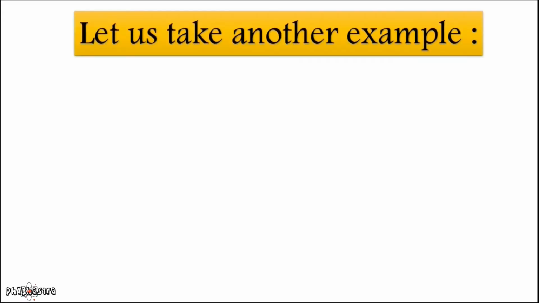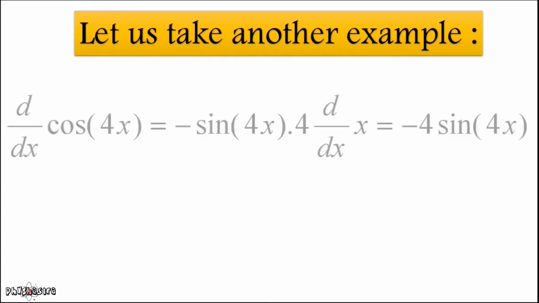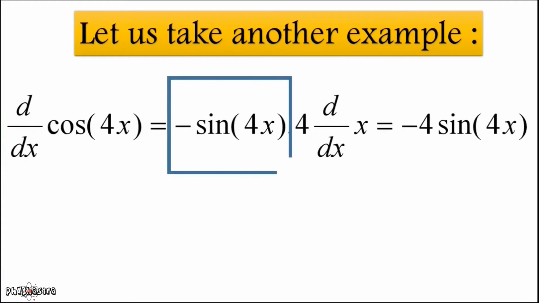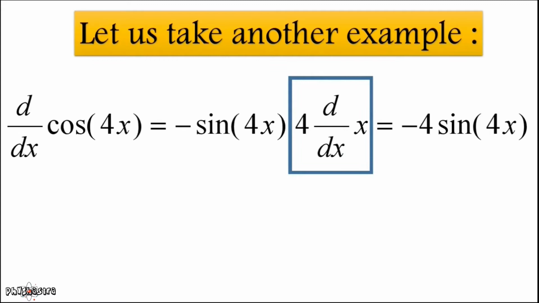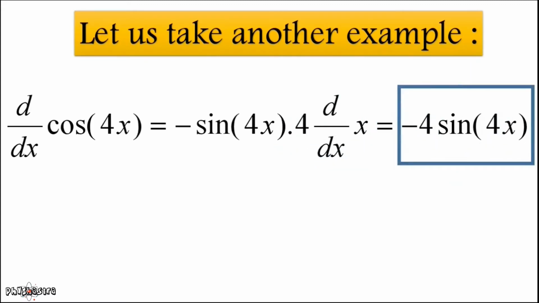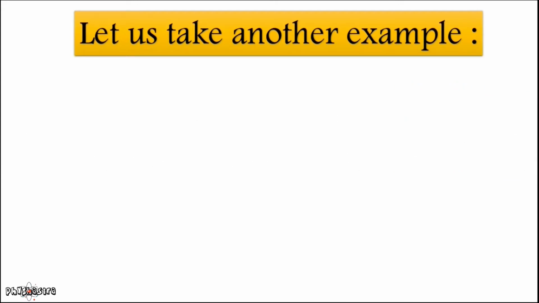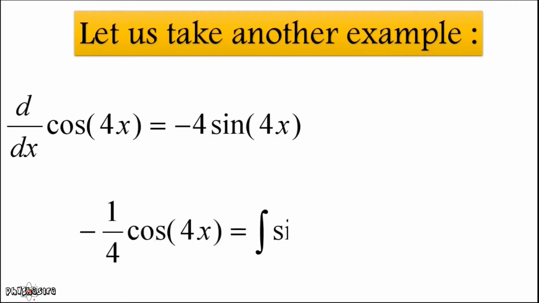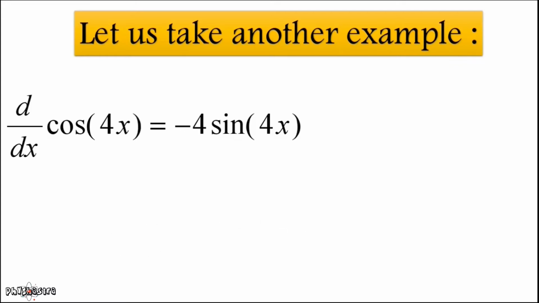Integration of sine of 4x. When applying the integration, we get sine of 4x as negative of cos of 4x. But this is not the correct way to do it. So we find the derivative of cos 4x, we get negative of sine 4x, and by chain rule we find the derivative of 4x separately, so we finally get negative of 4 sine of 4x. Now we arrange the dx and d, and we get integration of sine of 4x as negative of 1 by 4 multiplied by cos of 4x plus c.